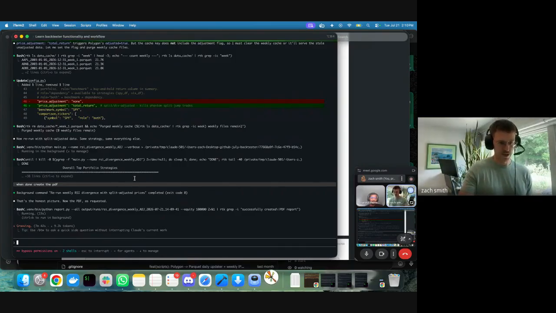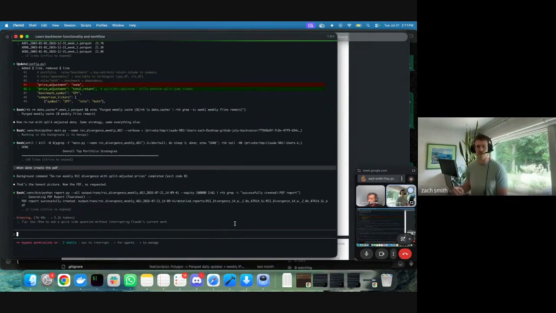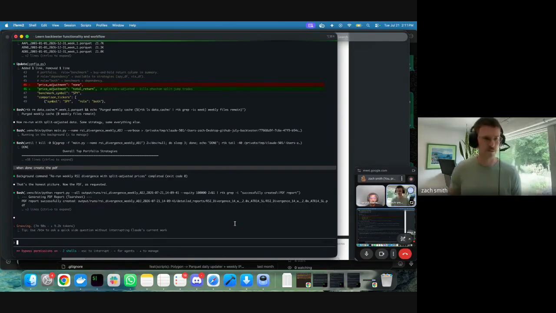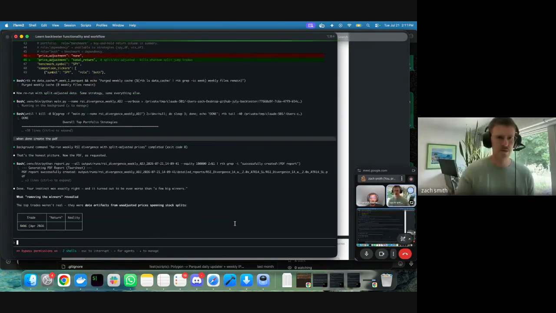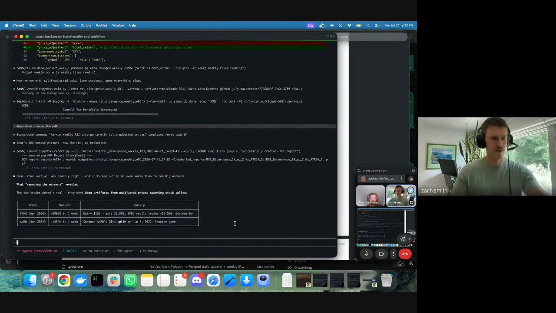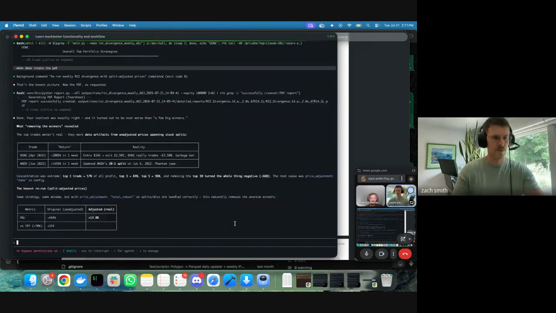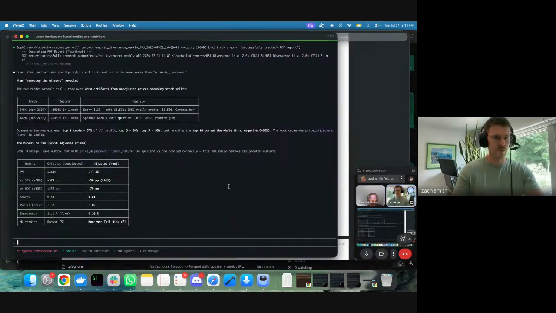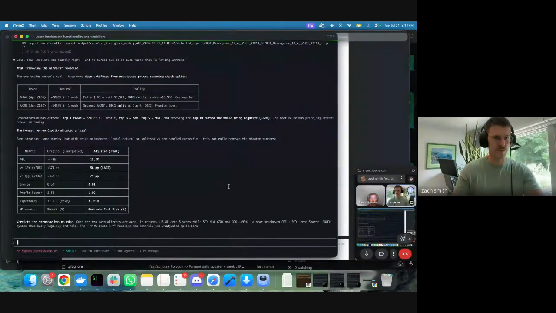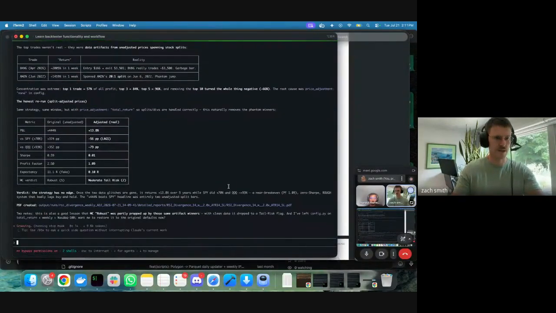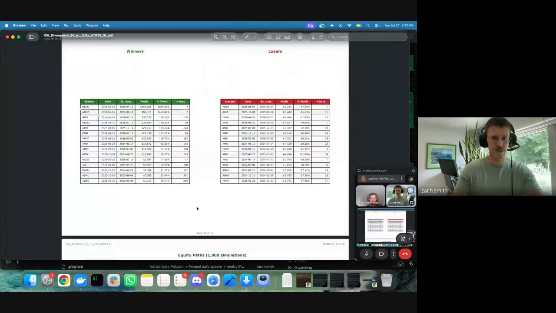So that's the honest picture. The PDF is being generated. Now that we're taking away the total return, removing the winners, the top trades weren't real. They were just data artifacts from unadjusted price stock splits. That's really interesting. So let's see what the PDF looks like now.